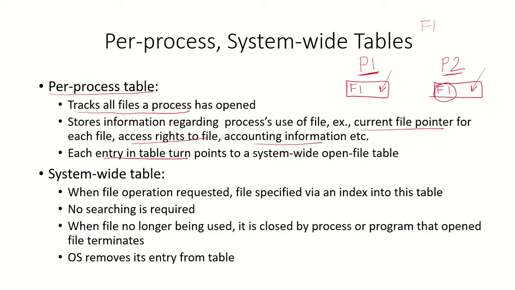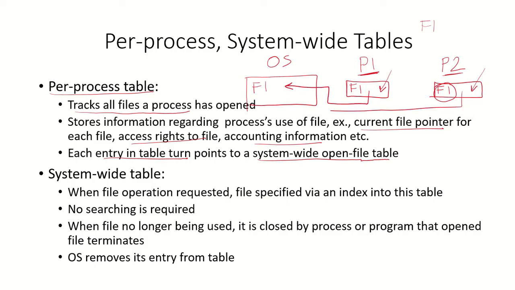And each entry in the table will point to the system-wide open file table. Now the operating system is maintaining the system-wide table, so the F1 entry would also be here, and each entry over here, whatever is the information, is being maintained by the system-wide table for this particular process. So in the system-wide table, whenever a file operation is requested, the file specified will be reached via an index into this table. So no searching is required. And when the file is no longer being used, it is closed by the process or program that opened the file, or when the process terminates.